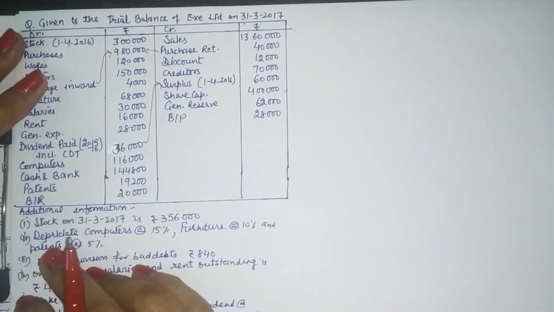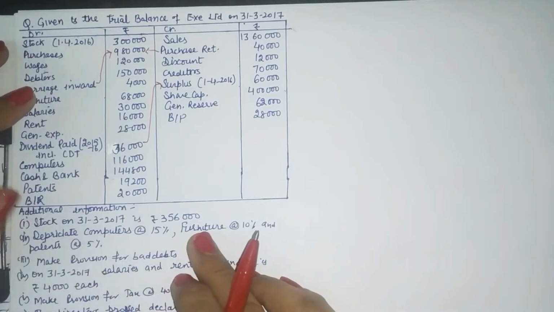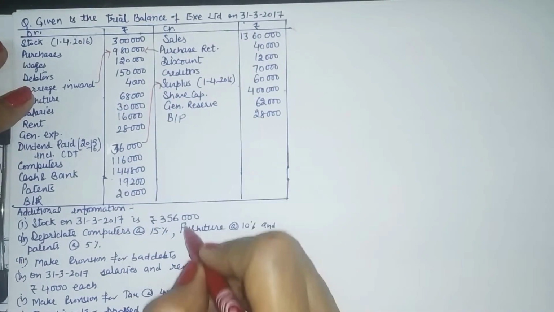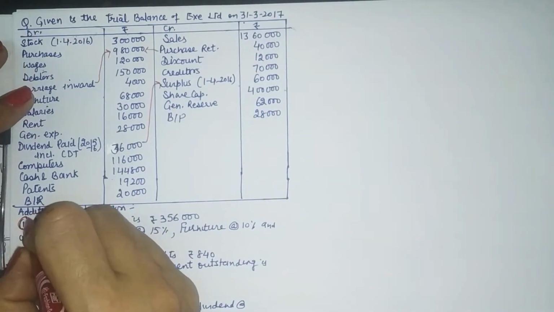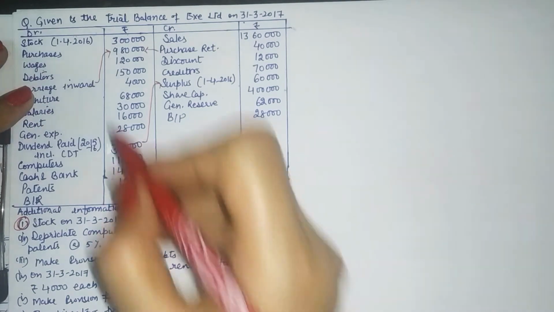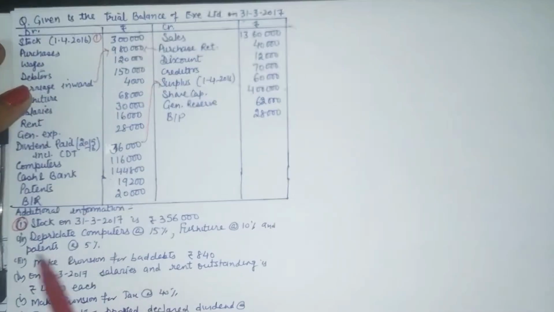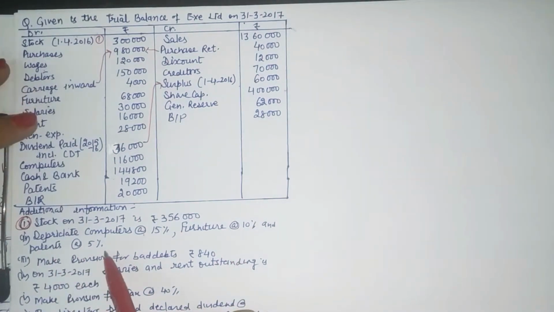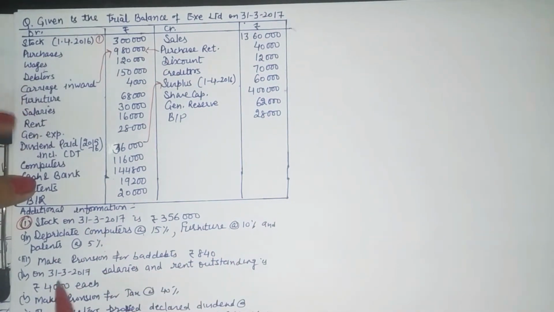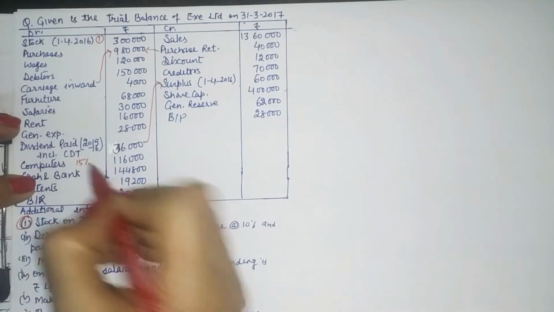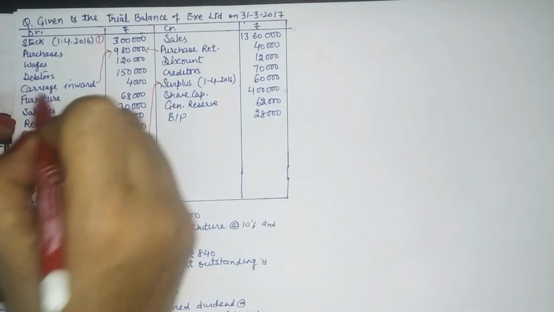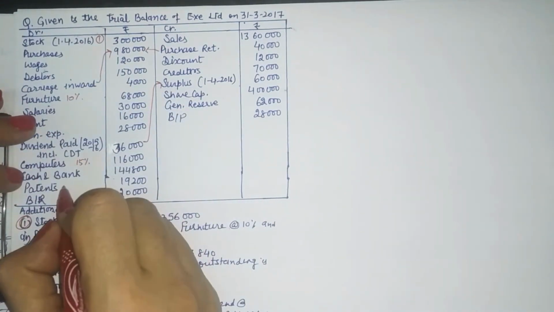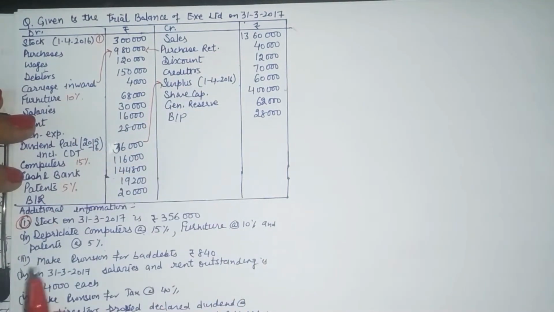Now coming to additional information. So we are given closing stock. So along with this stock we can write here number 1 closing stock is given, or we can put a mark here that this is to be adjusted from here, or you can write it number 1. Depreciate computers 15%, furniture 10%, patents 5%. So depreciation is there. We can easily write it here 15% computers, furniture 10% and patents 5%. Okay. So this is the adjustment. We have just marked it here.